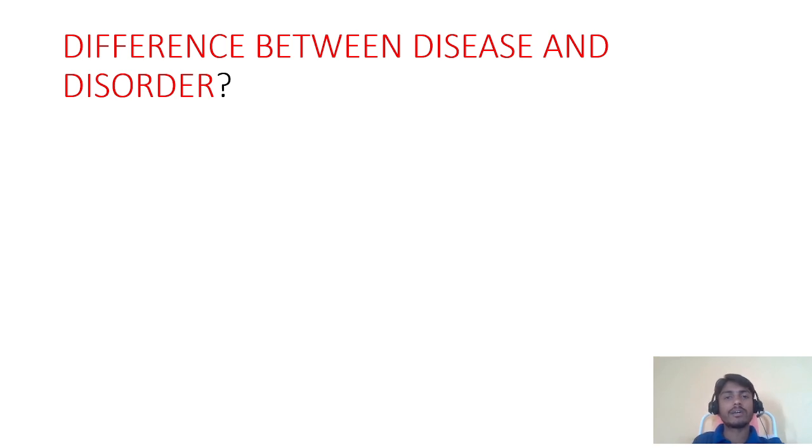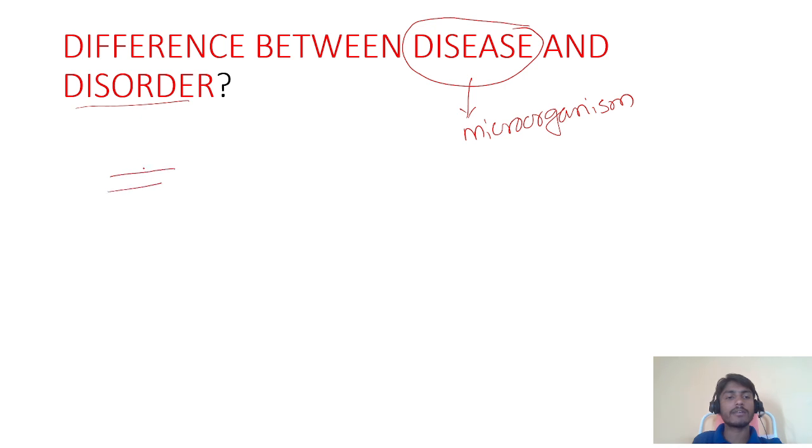Next, what is the difference between disease and disorder? Disease is caused by a microorganism. Disorder is majorly due to an imbalance between two systems. If there is an imbalance between the sympathetic and parasympathetic nervous system, then people will get hypertension.